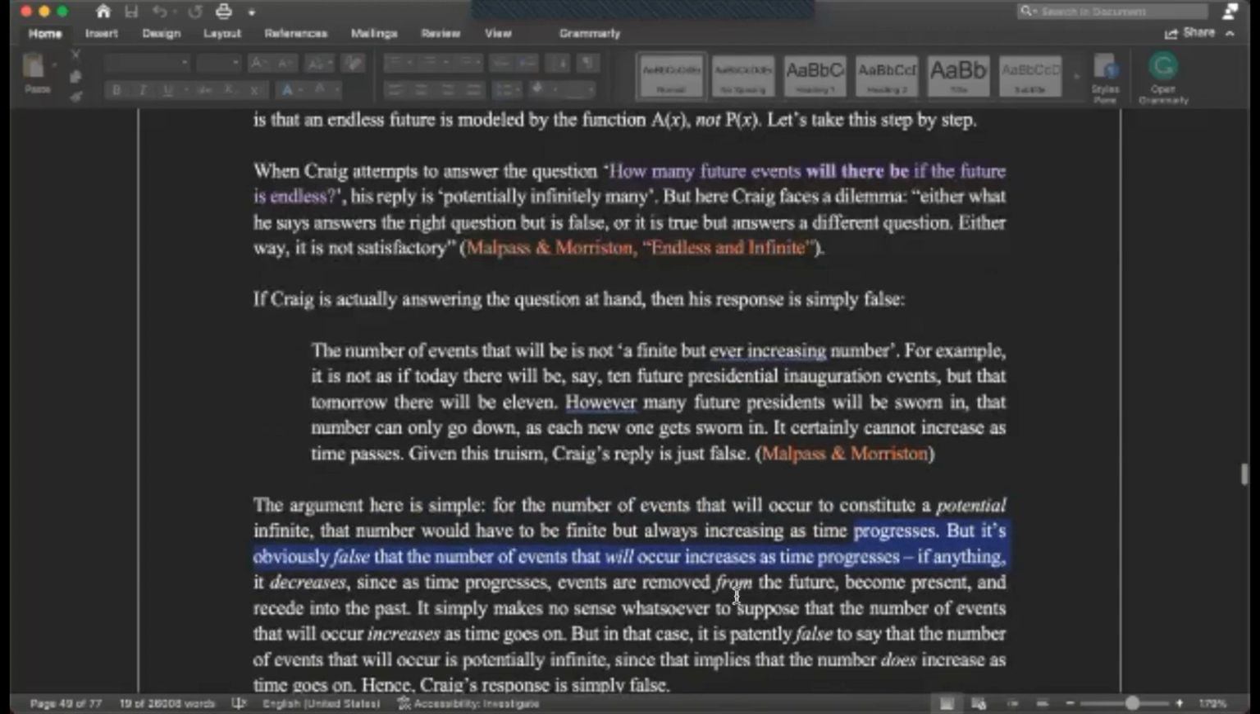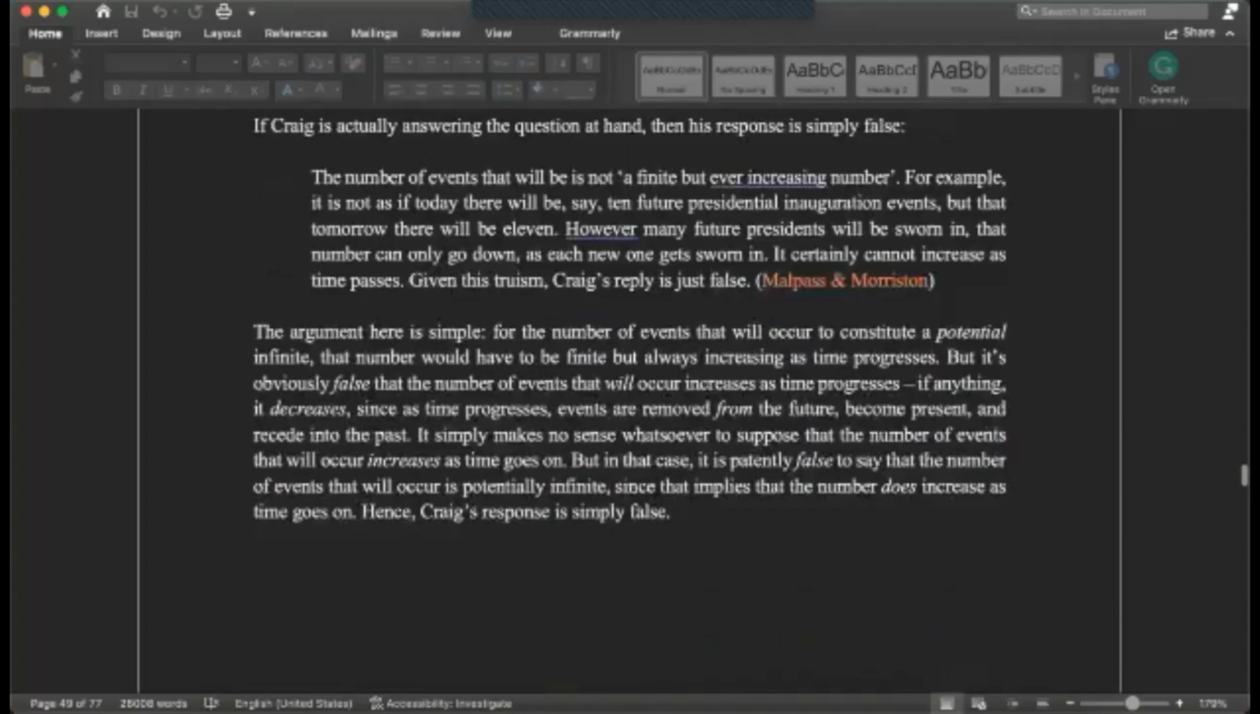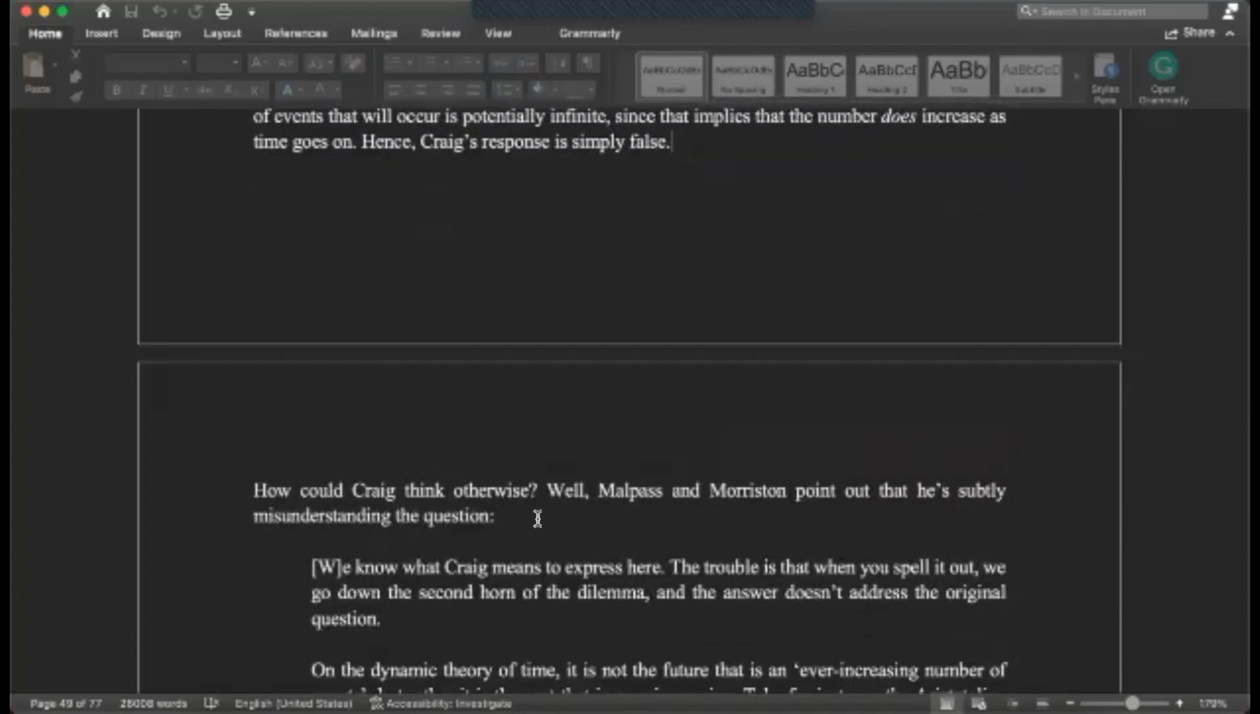It simply makes no sense whatsoever to suppose that the number of events that will occur increases as time goes on. But in that case, it's patently false to say that the number of events that will occur is potentially infinite, since that implies that the number does increase as time goes on. Hence, Craig's reply is simply false. How could Craig think otherwise?